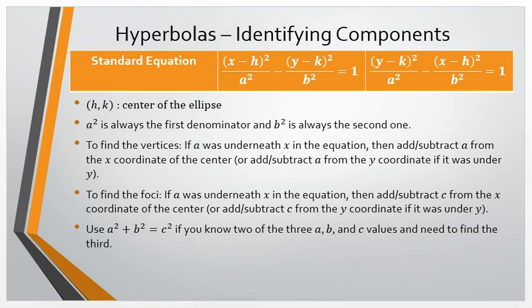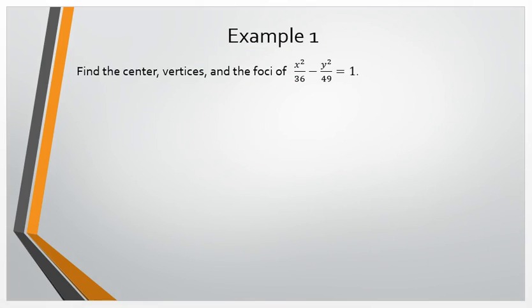So now we'll look at some examples of finding the center, vertices, and foci. The first thing I always like to do is identify the center, and we are asked to find that in this problem, so it's still important. The number that's being added or subtracted from x in this case is 0. So I'm going to say h equals 0. The number being added or subtracted from y is k. And since I don't see one, that is also 0.